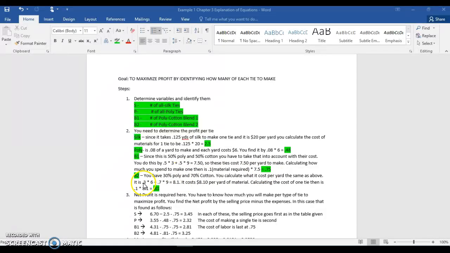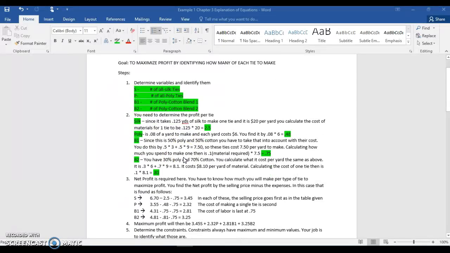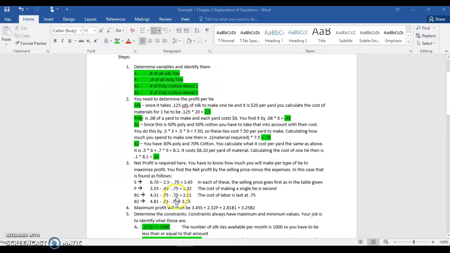B2, same idea. You need to find out how much it would cost you for this blend. So 0.3 times 6 plus 0.7 times 9 would give you $8.10 per yard of material. Since 0.1 yards is used on that, you'd have 0.1 times 8.1, and that gives you 0.81 per tie. Now that we know what the material costs us, we also have to recognize that it's 75 cents for labor. So we're going to include that in our net profit.